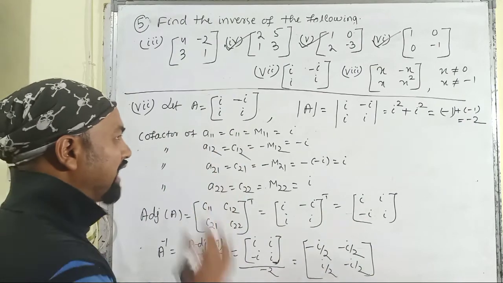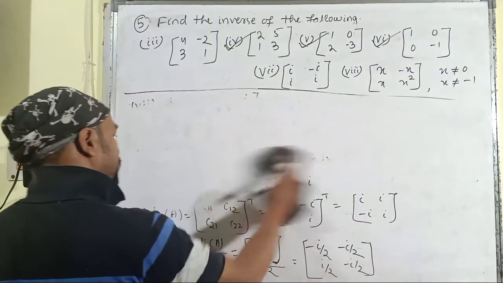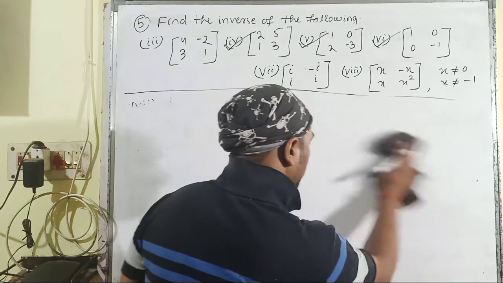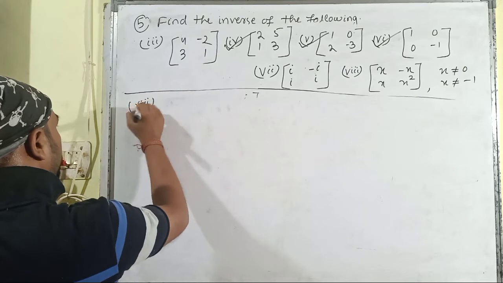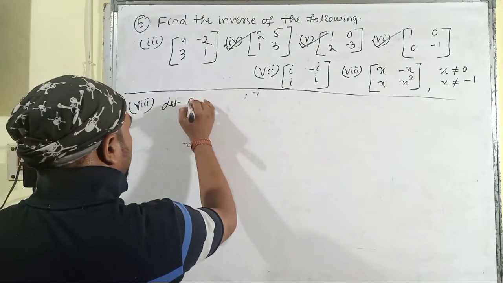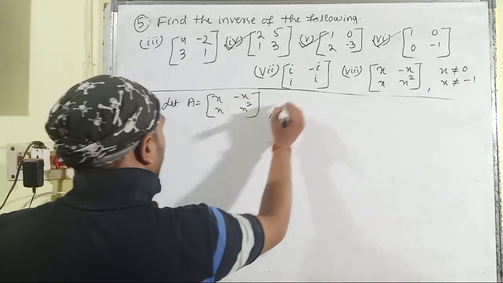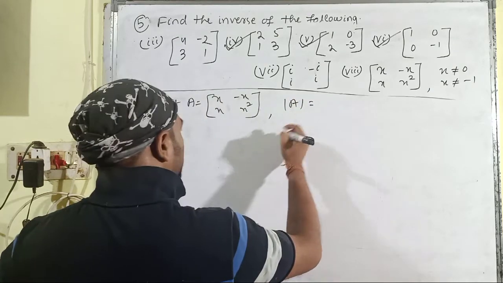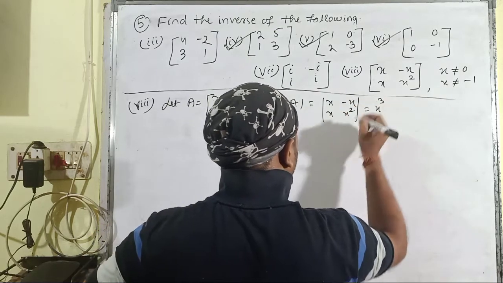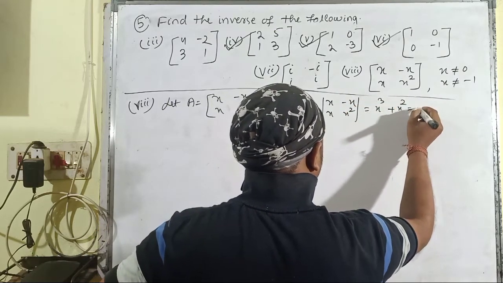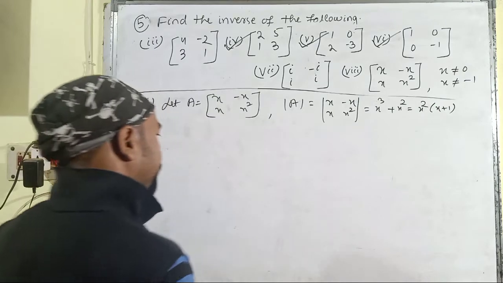Then moving towards the last problem of our particular session. Let A be equal to [x -x square; x x]. Then we have to find the determinant of this given matrix. So it will be x times x minus x square times minus x, so it is x cube plus x square. Taking x square as common, we are getting x square multiplied with the sum of x plus 1.